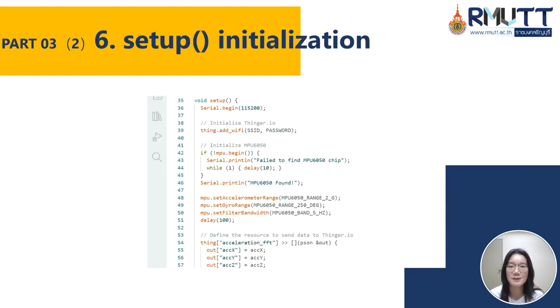This is the data upload initialization. Initialize the serial port, begin connecting to Wi-Fi, and connect to single point EF. Initialize the MPU6050 and set the range and filter. Define the single point EF data upload format, JSON.